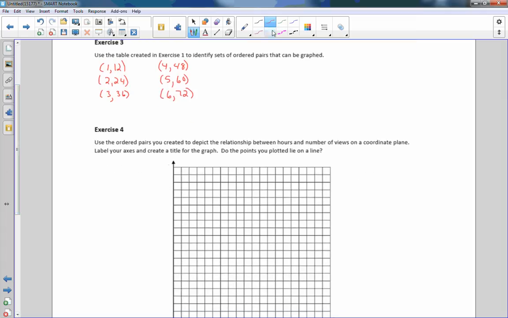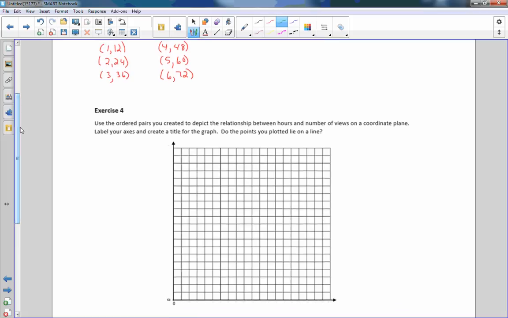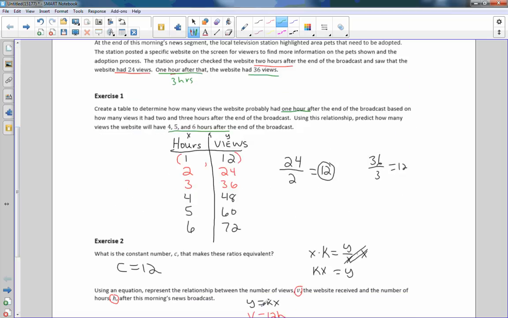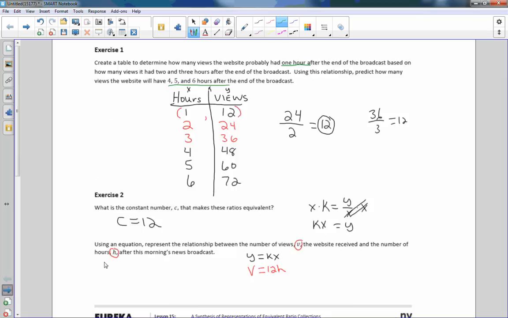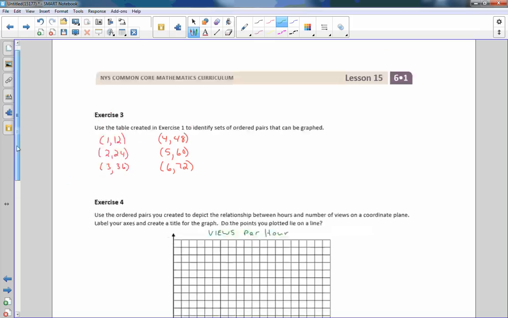Number 4. Use the ordered pairs you created to depict the relationship between the hours and numbers of views on the coordinate plane. Label your axes and create a title for the graph. Okay, so let's create a title first. And we're talking about views and hours. So if I go back to my table here, we're talking about views and hours, and this is views per hour. So let's call it that. Views per hour. So there's the title of our graph.